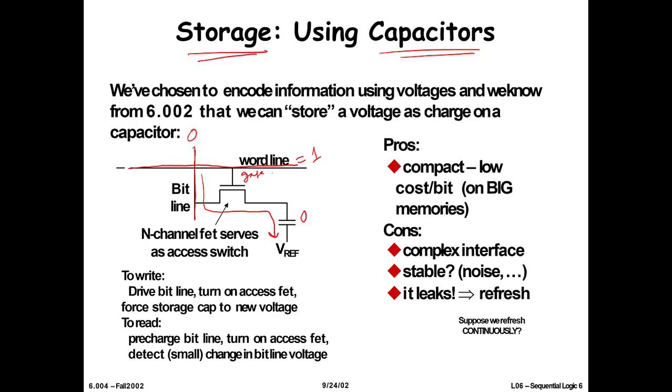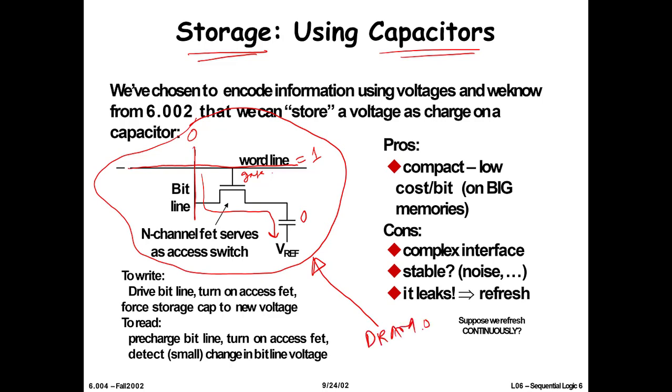Okay, but the problem with the capacitor is that the capacitor can leak over time. So you have to refresh this circuit several times in order to store the information reliably on capacitors. Now this is how DRAMs are made. So I hope that you all know what DRAMs are.